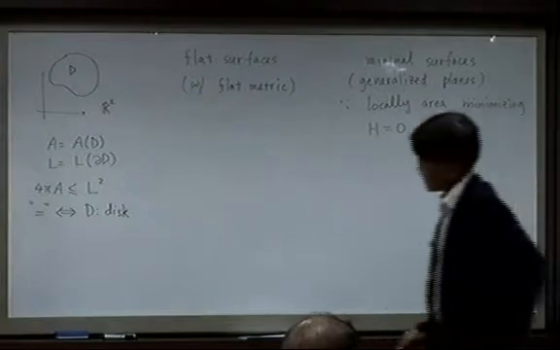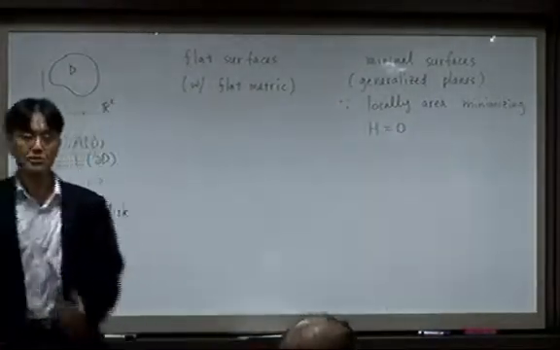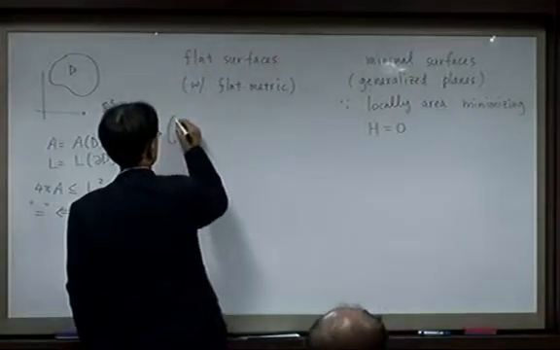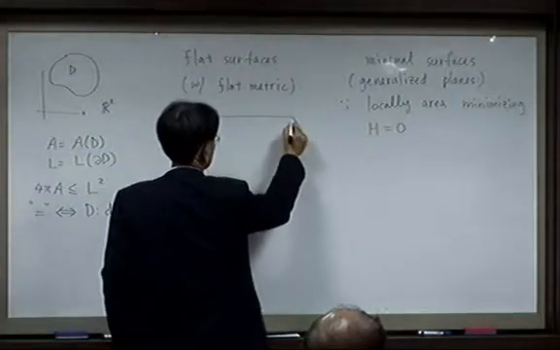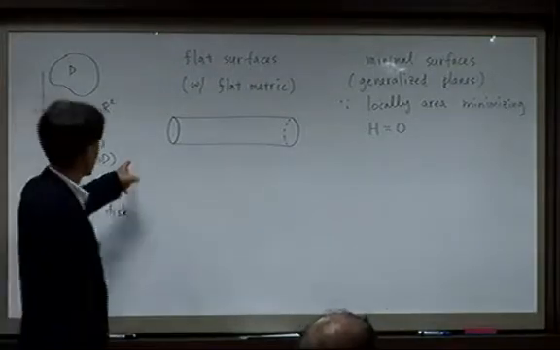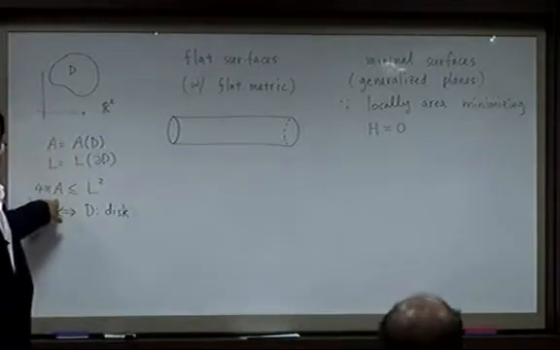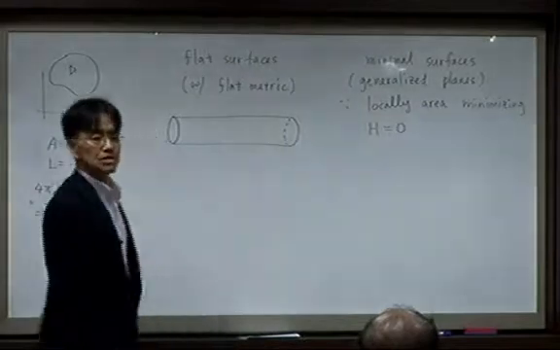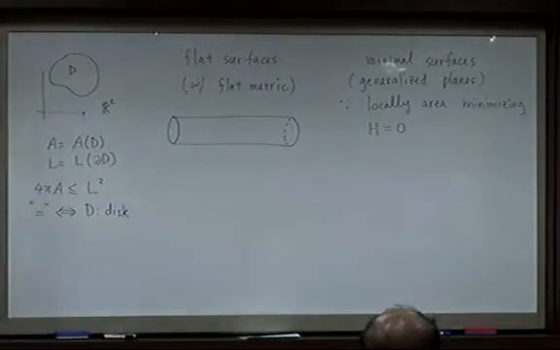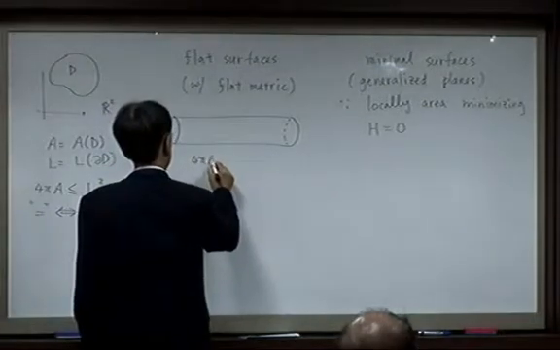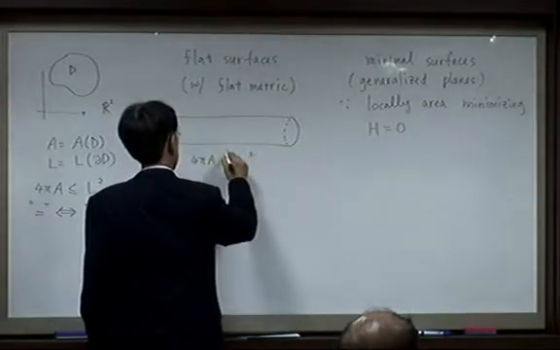And one cannot always generalize the isoperimetric inequality to flat surfaces. There's a counterexample, which is a long cylinder. If this cylinder is very long, then the area A can be very large, whereas the boundary length, which is the union of two circles, is fixed. So this does not hold on this long cylinder. So we cannot have 4 pi A less than or equal to L squared on this cylinder.